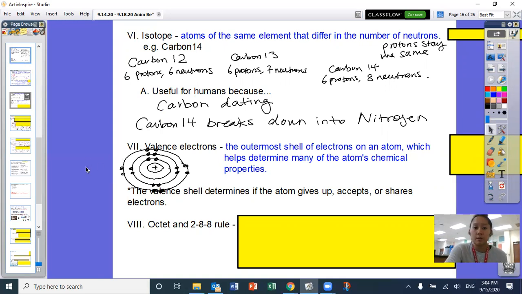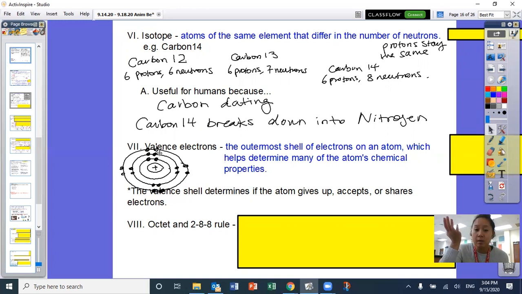So that's why we want to talk about them a little. The valence shell determines if the atom gives up, accepts, or shares electrons. Here we see an atom that has a full valence shell, meaning that there are 1, 2, 3, 4, 5, 6, 7, 8 on the outermost ring of the electron shell. Having a full set means that it is steady and stable. It doesn't need any more, and it doesn't need to get rid of any because it has 8.